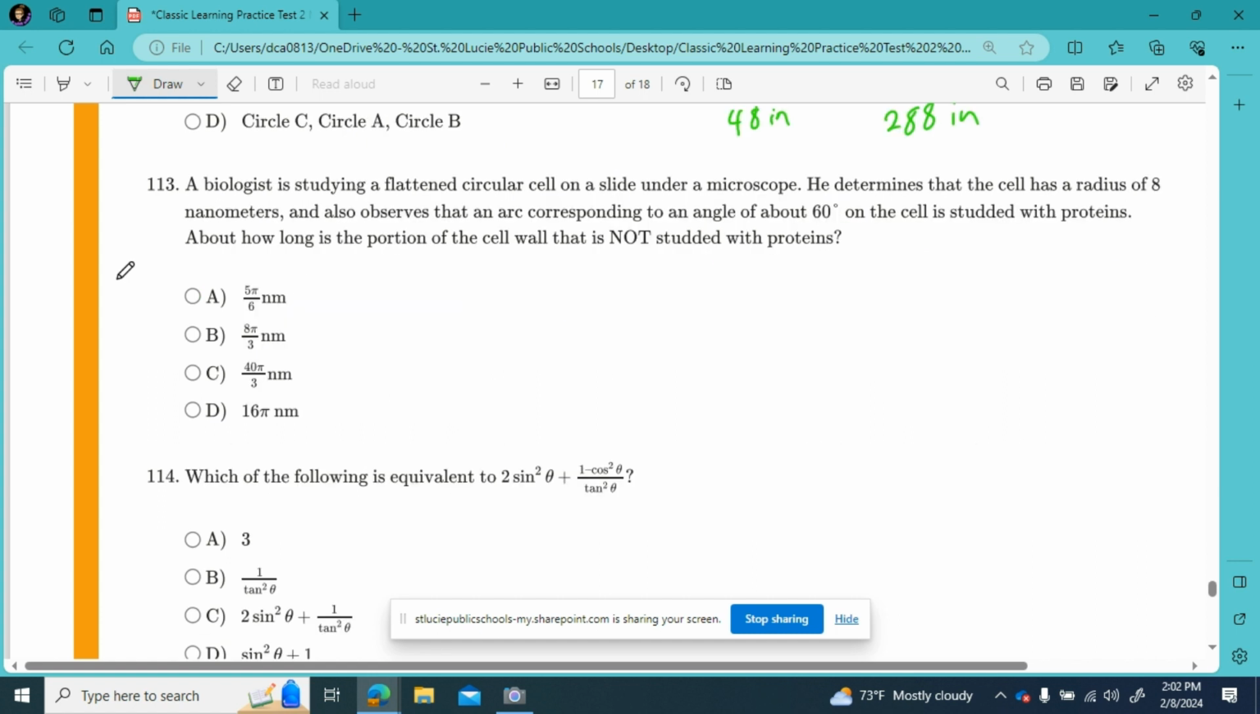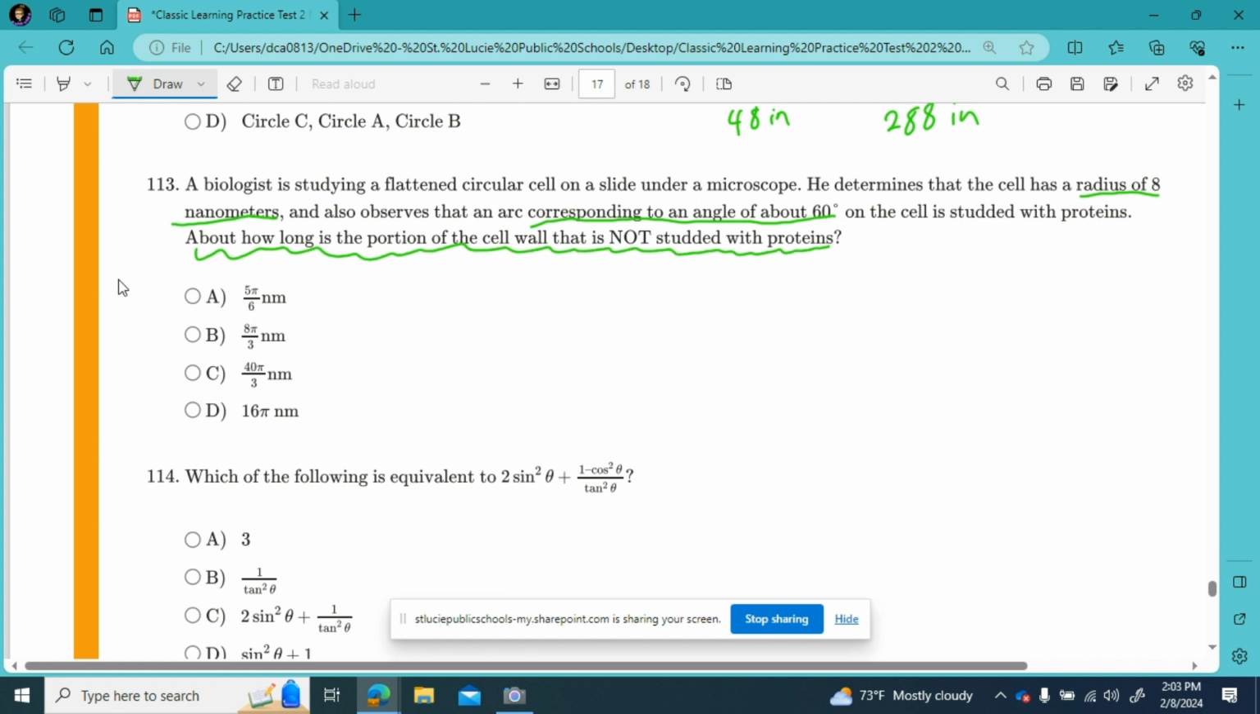Number 113 says, a biologist is studying a flattened circular cell on a slide under a microscope. He determines that the cell has a radius of 8 nanometers and also observes that an arc corresponding to an angle of about 60 degrees on the cell is studded with proteins. About how long is the portion of the cell wall that is not studded with proteins?